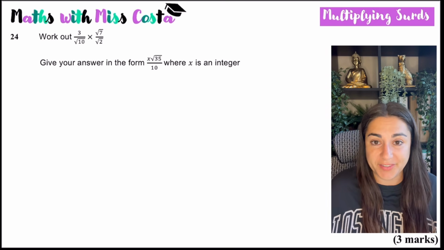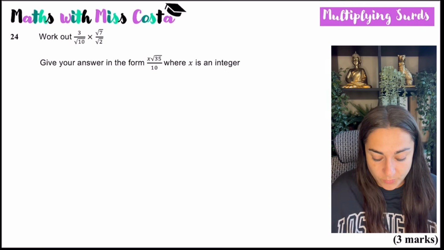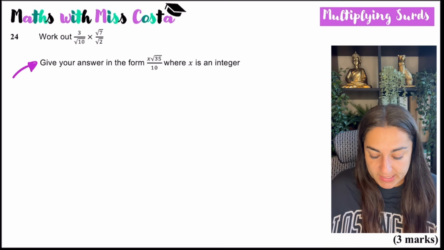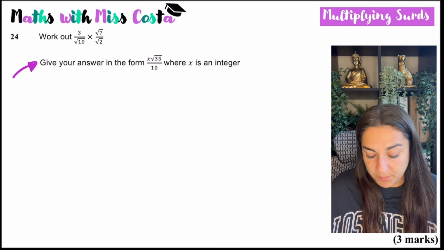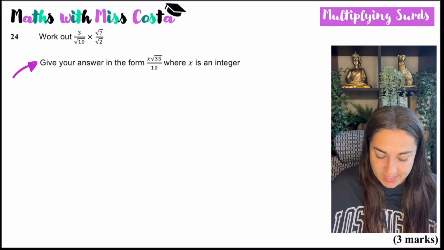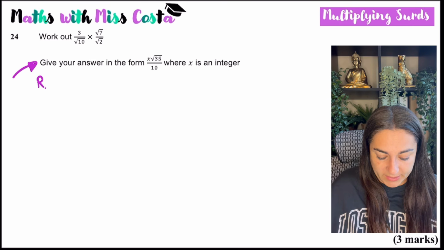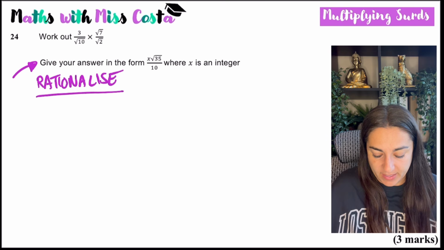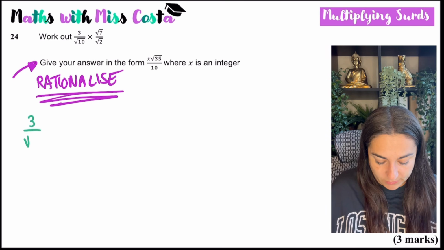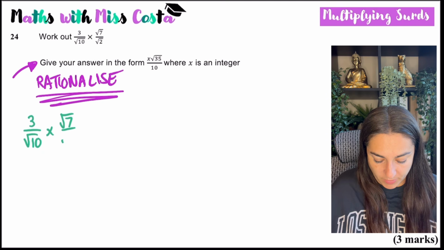So generally with questions like this, just do the question, ignore this bit until you actually have something that you're working with. So when I'm multiplying surds and when I'm simplifying surds especially, you're always going to want to rationalize the denominator. So we're always going to have that in the back of our mind. So let's start and see where we get to. We've got 3 root 10 over root 10 times by root 7 over root 2.